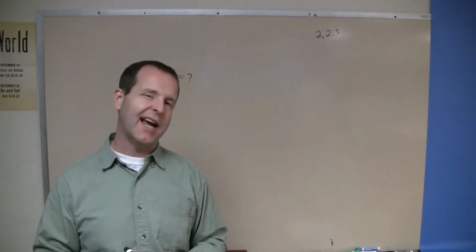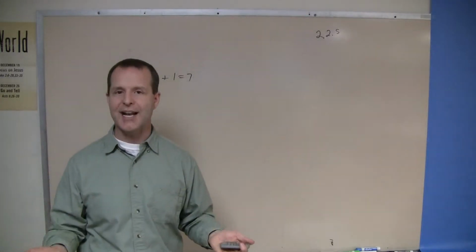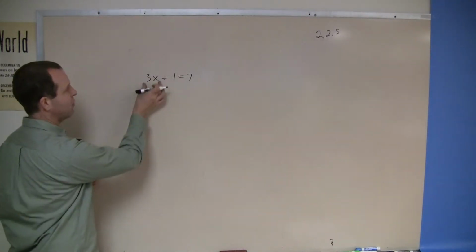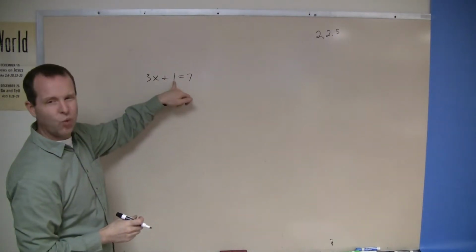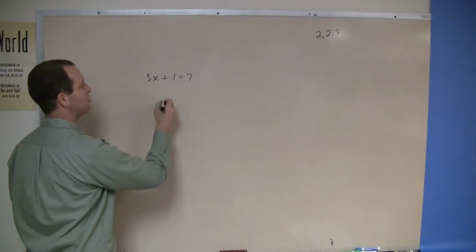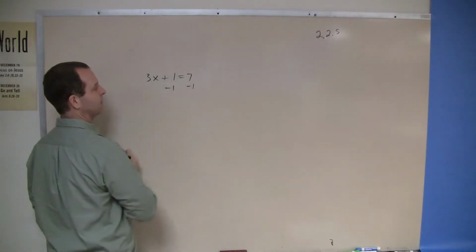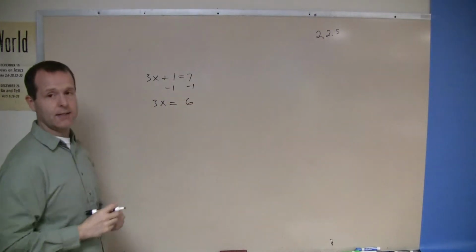How I think about it is I do what's farthest away from the x first. That's the most loosely attached to the x. So I have a 3 times the x, but also being added with a 1. Well, since this 1's kind of a long ways away from the x, farther than that 3, I'm going to subtract 1 from both sides first. And that gives me 3x equals a 6.